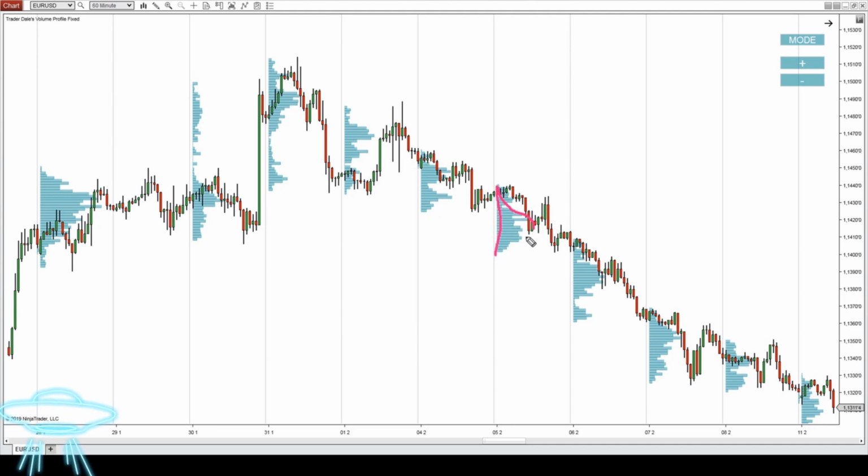So the next profile, D-shaped profile, temporary balance between buyers and sellers. The next day the point of control shifts downwards, but still there's a D-shaped profile. But you can see that the volumes are moving lower. And this indicates that the fair price value the market participants see is shifting downwards.